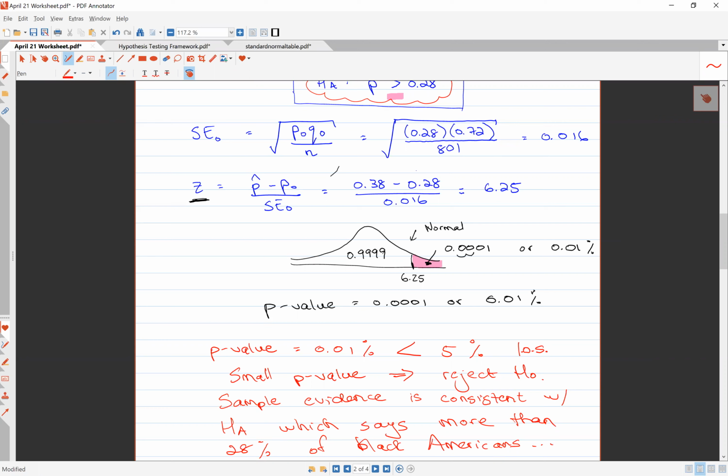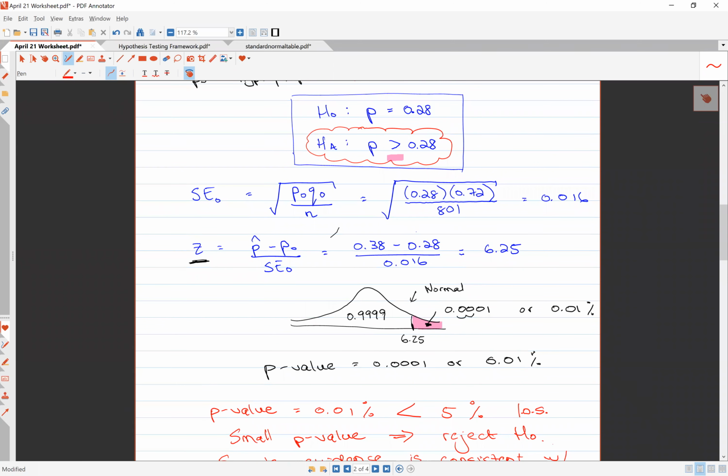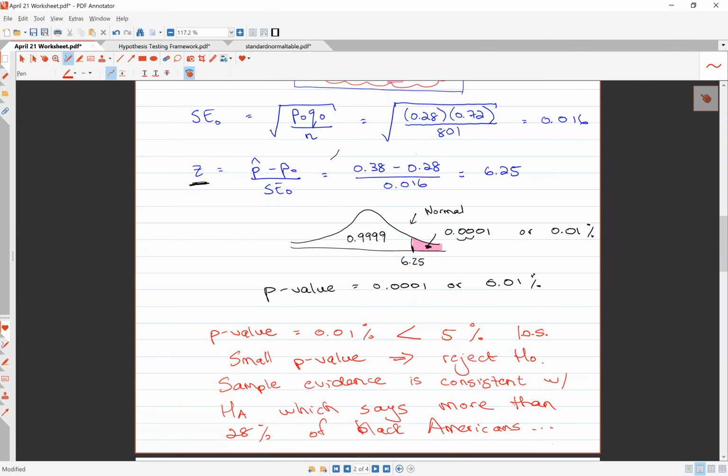So always remember to go back to, whether you're rejecting or not rejecting, go back to the null or the alternative and formulate a sentence around that to give interpretation to the conclusion that you reach.